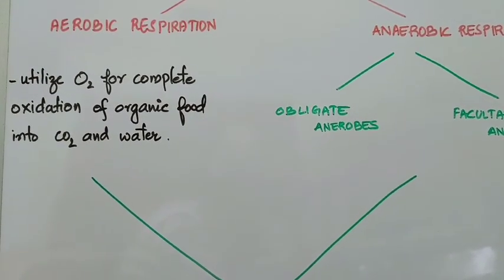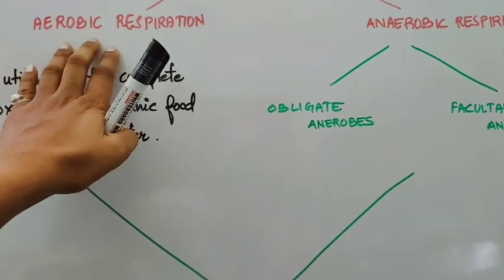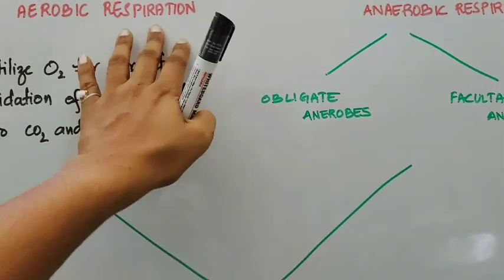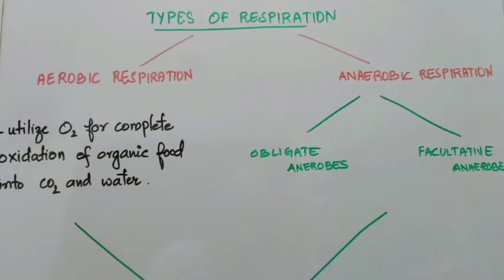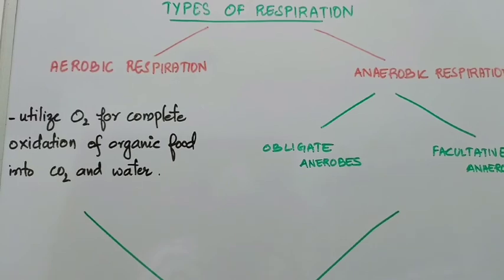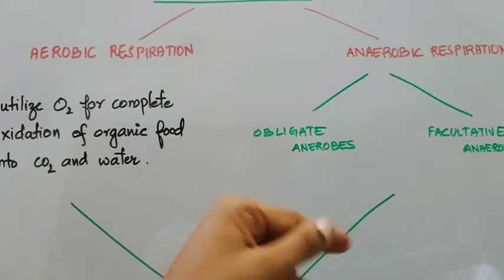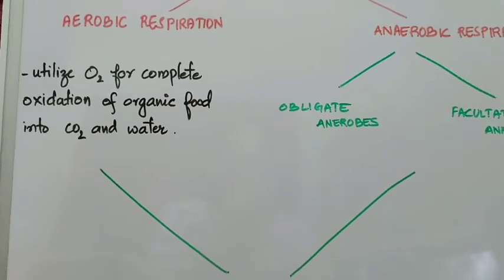Oxygen is required. Organisms which use oxygen for respiration are called aerobic organisms, and such respiration is called aerobic respiration. Whereas anaerobic respiration is a kind of respiration wherein the breakdown of food takes place in the absence of oxygen, that is, without oxygen.